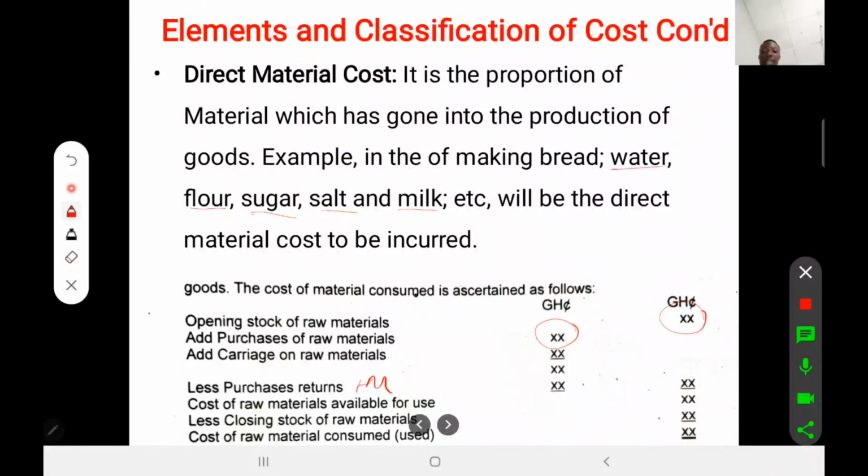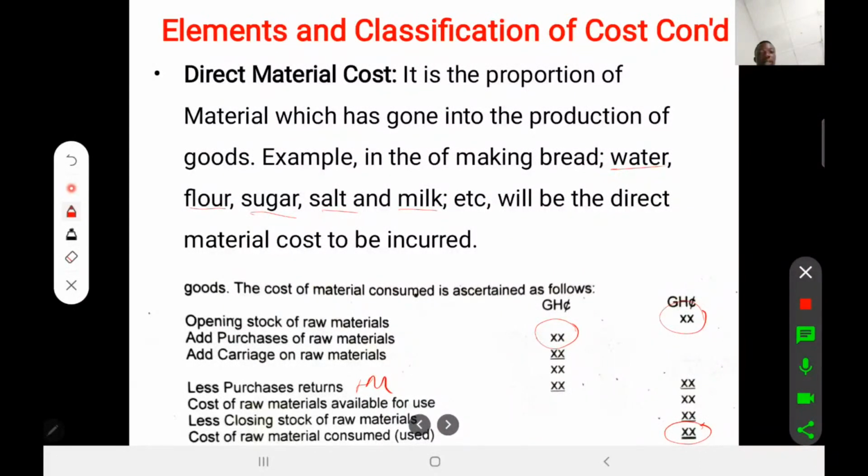Subtract from that, and after subtracting, you get your net purchases of raw material, and you add it up to your opening stock. That's where you get your cost of raw materials available for use. Then you less any closing stock that you have at the end of the day, because after all, you cannot use all the raw materials. So if there is any stock left as raw material, you less it from whatever was available for use, and then you get whatever you consume at the end of the day.